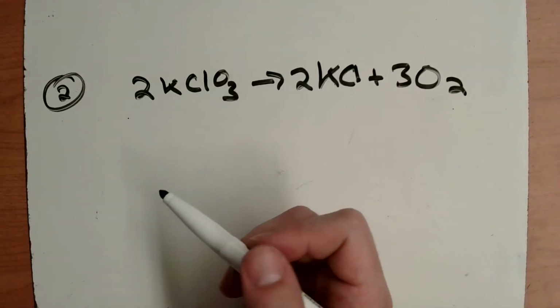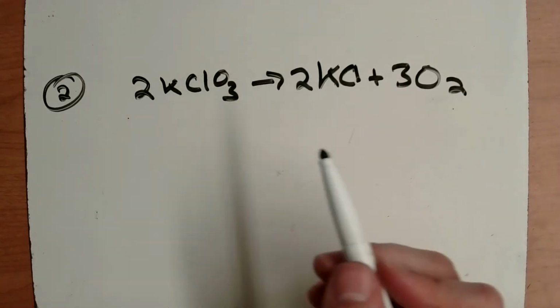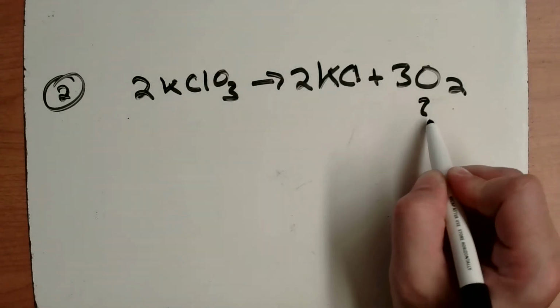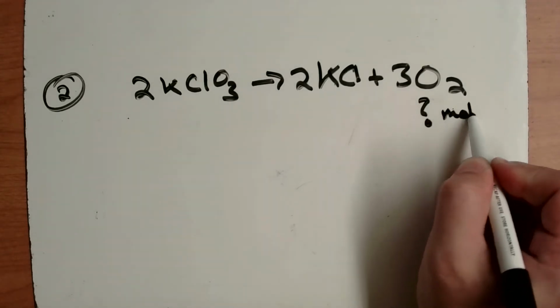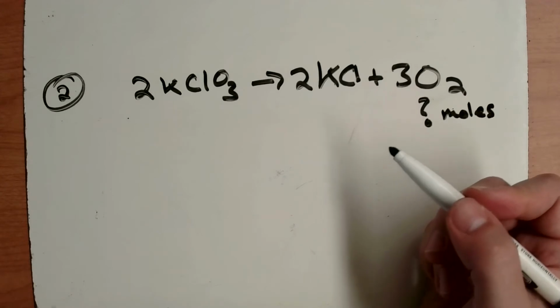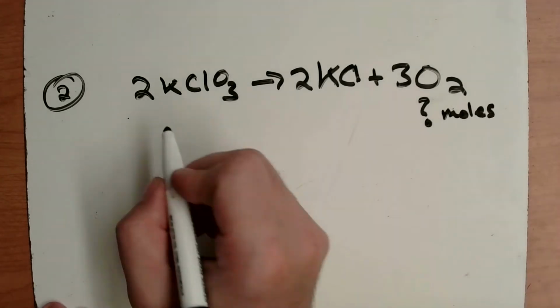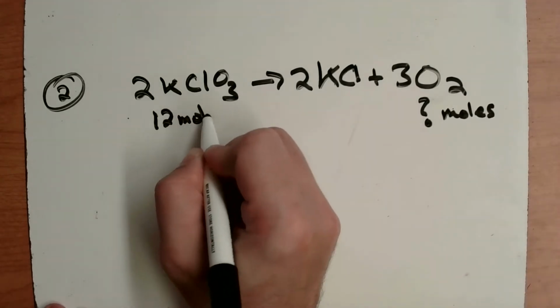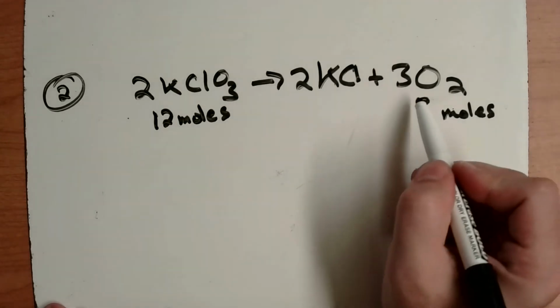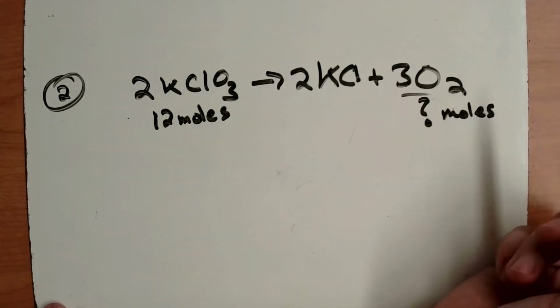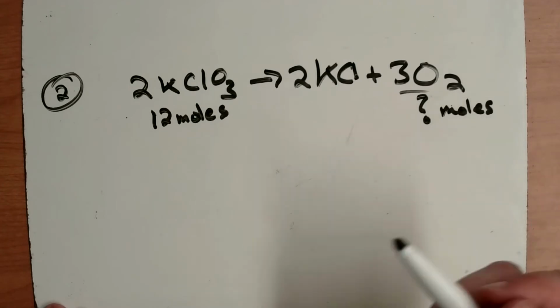Okay, so the question asks how many moles of O2, so I usually like to write a question mark, how many moles of this can be produced by letting 12 moles, so we have 12 moles of this, how much of the O2 can we make? In order to figure that out, we use molar ratio.